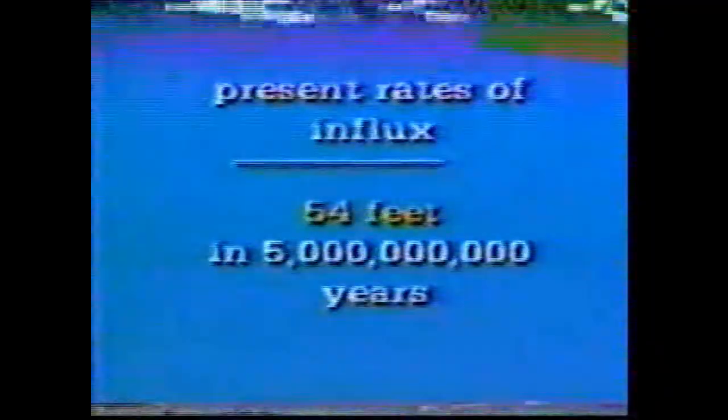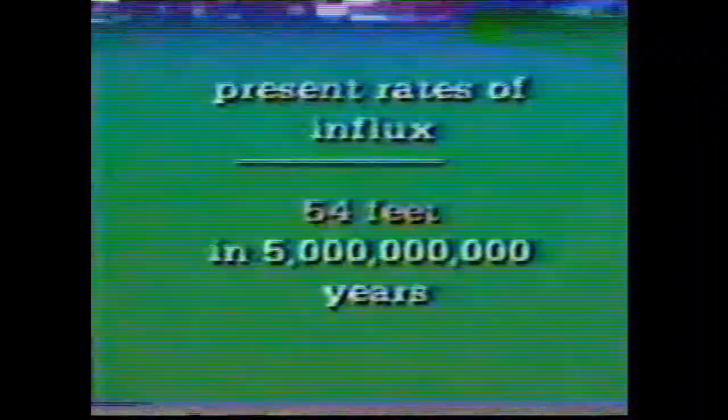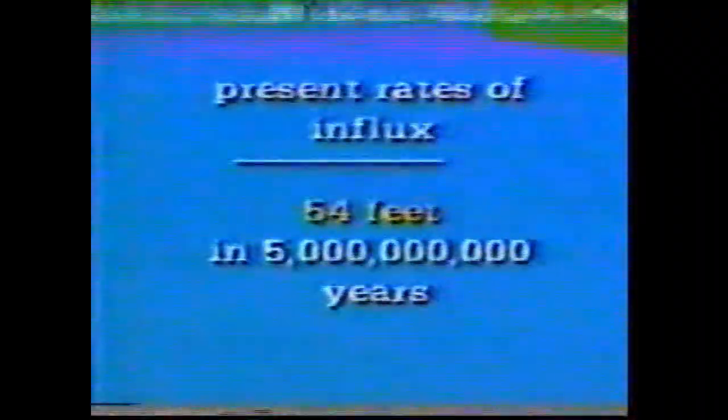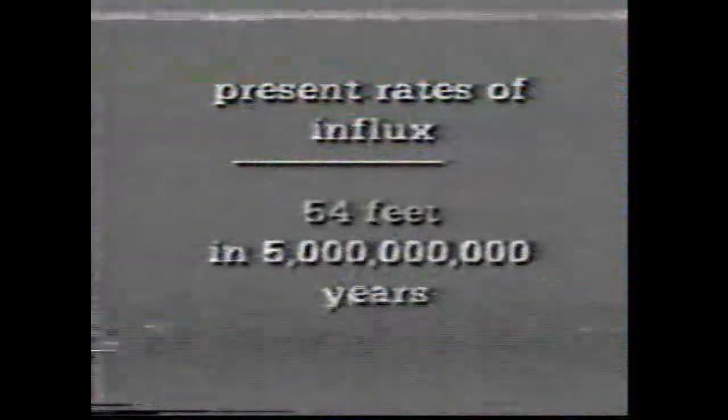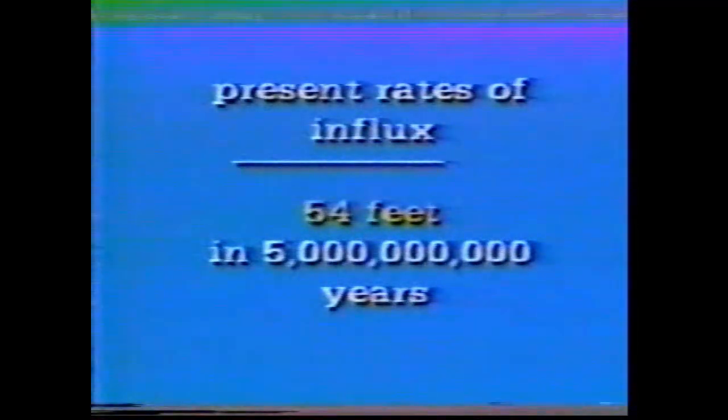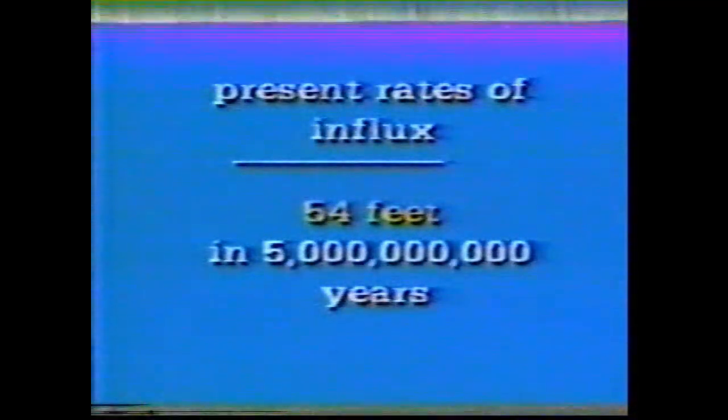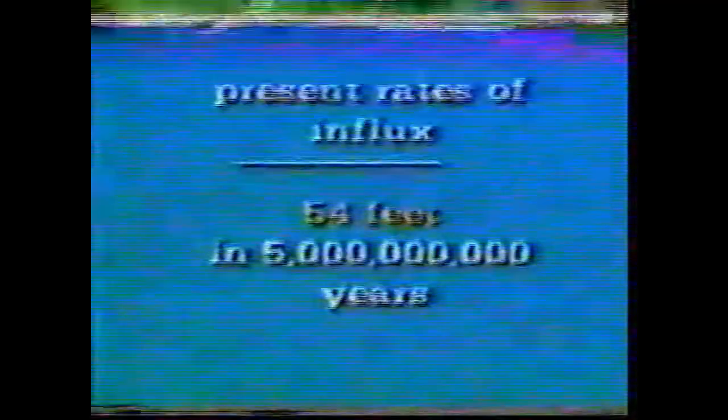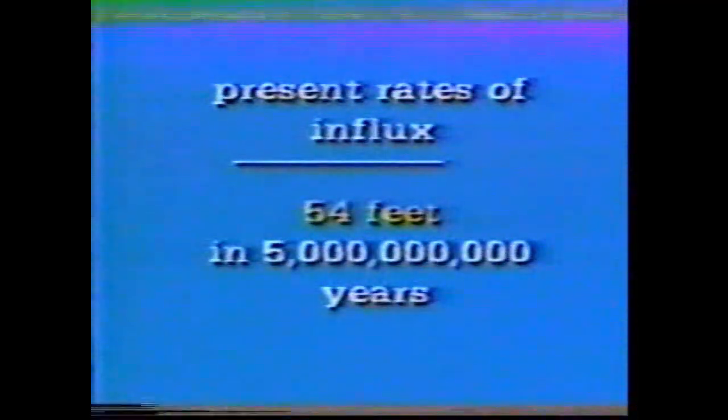As the Earth travels through space, meteoric dust filters through our atmosphere and settles on the Earth. Scientists have been measuring the influx of this dust onto the Earth. There is no measurable accumulation of meteoric dust on the Earth's surface, but present rates of influx of such dust from space would produce a layer 1/8 of an inch thick all over the Earth in 1 million years, and a layer 54 feet thick in 5 billion years.